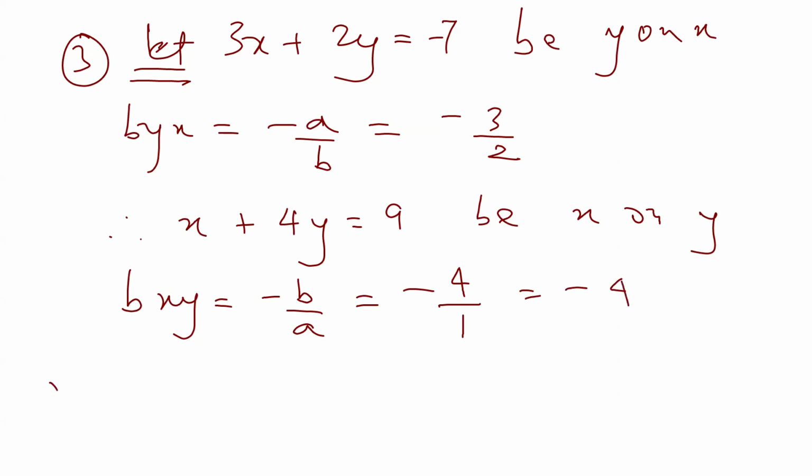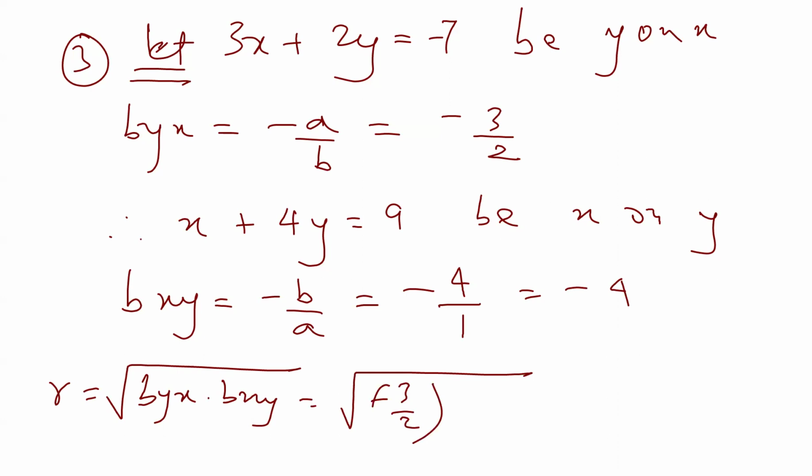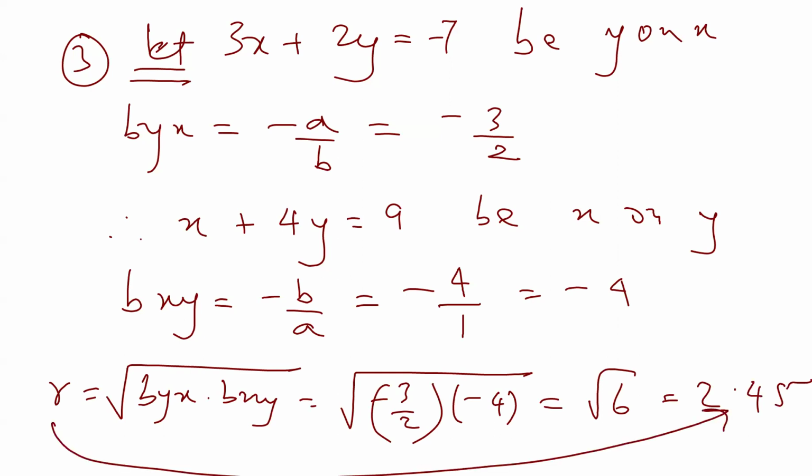Right? We'll calculate r. r is equal to root of byx into bxy. So minus 3 by 2 into minus 4. So this will be root 6. Now if you calculate the value of root 6, that is equal to 2.45. This is the value of r. But then this is incorrect because r value always lies between minus 1 and 1. So this is out of range.